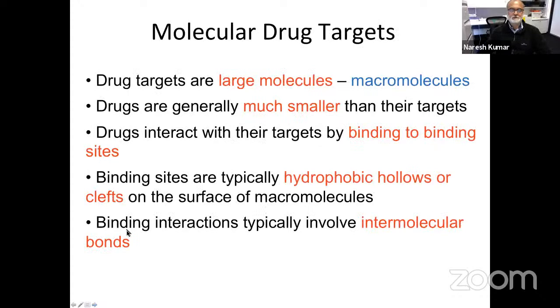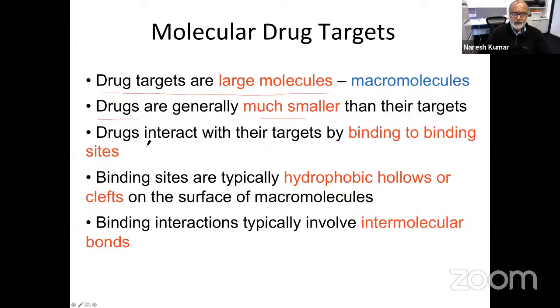But before we do that, one thing to remember about drug targets is that they're going to be larger molecules. These are what we call biomolecules or macromolecules. These biomolecules can be proteins, which are large, enzymes, which are large, even the whole membrane, or even the DNA. So they are all big molecules, the targets. And as a rule of thumb, drugs are typically much smaller than their target. If you look at aspirin, for example, it's a small molecule, while the targets are big.